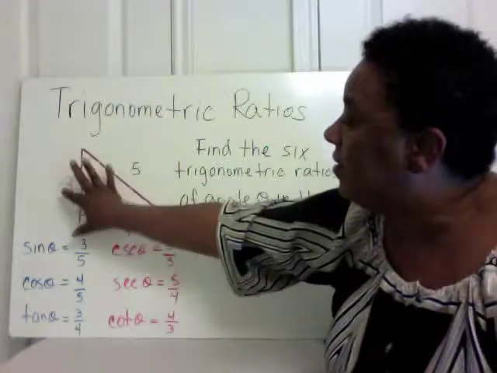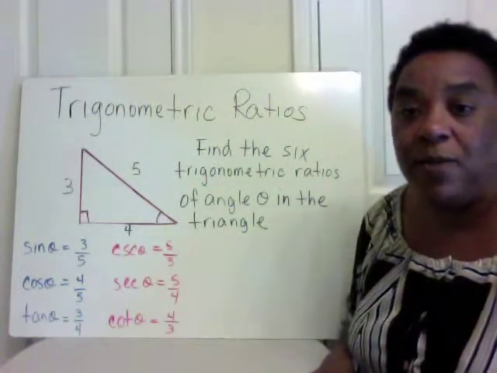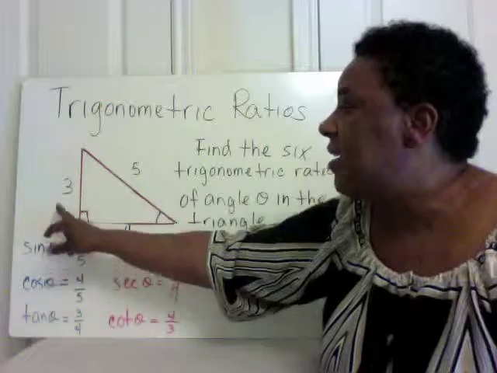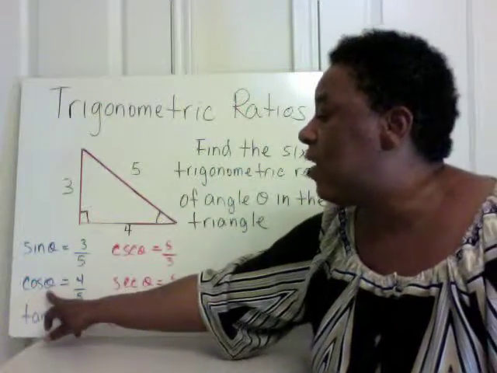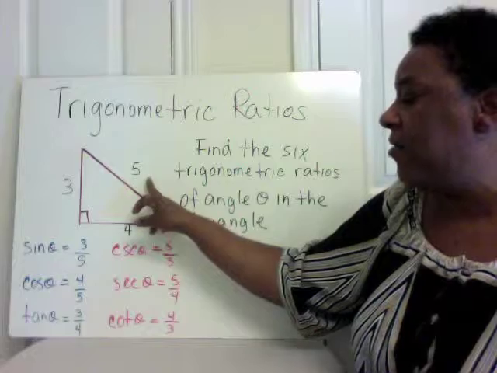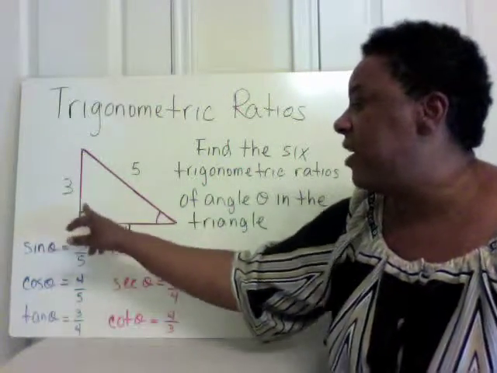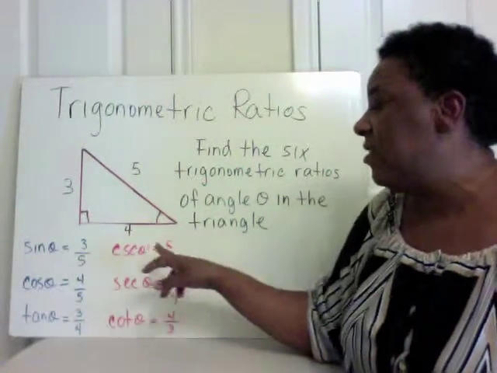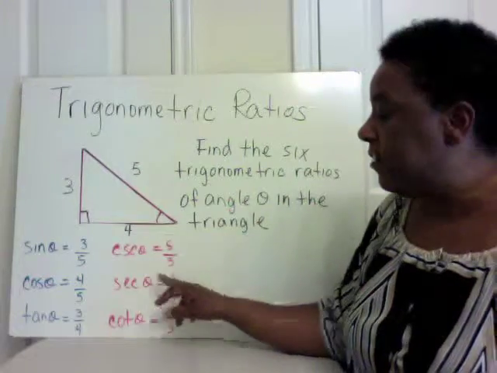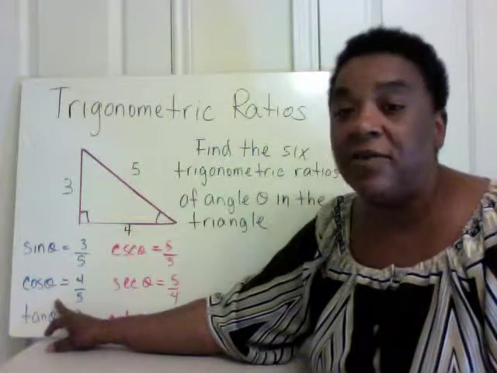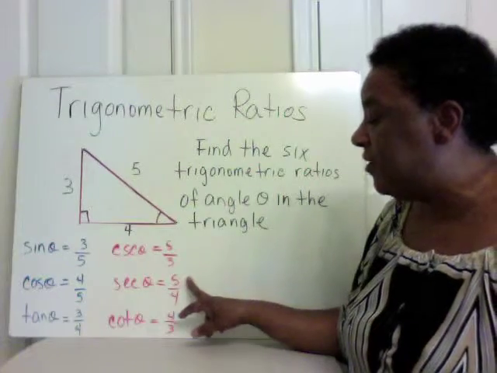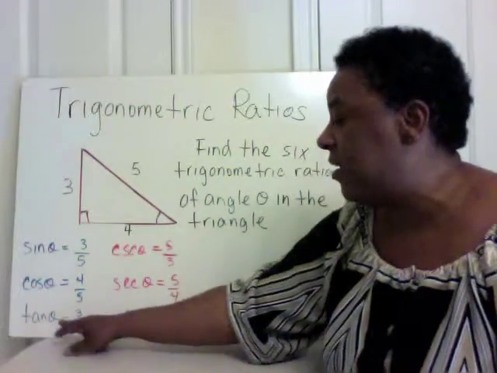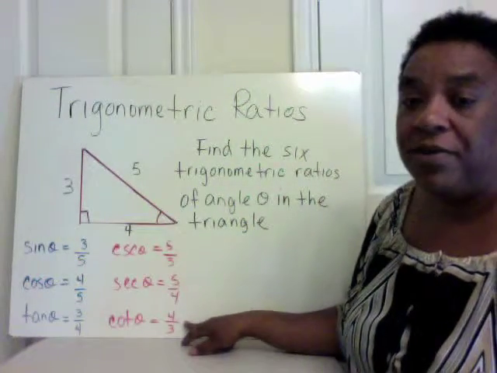Now we can use the lengths of the sides of our triangle to help us find the ratios. So sine theta is 3 over 5. Cosine theta is 4 over 5. Tangent theta is 3 over 4. Cosecant theta is the reciprocal of sine theta, so its ratio is 5/3. Secant theta is the reciprocal of cosine theta, so its ratio is 5/4. Cotangent theta is the reciprocal of tangent theta, so its ratio is 4/3.